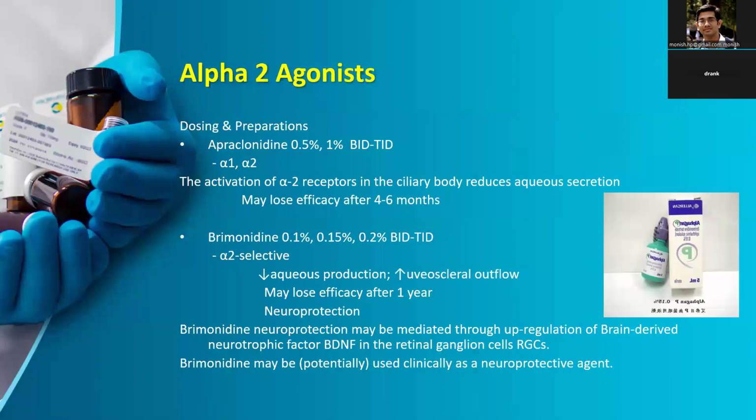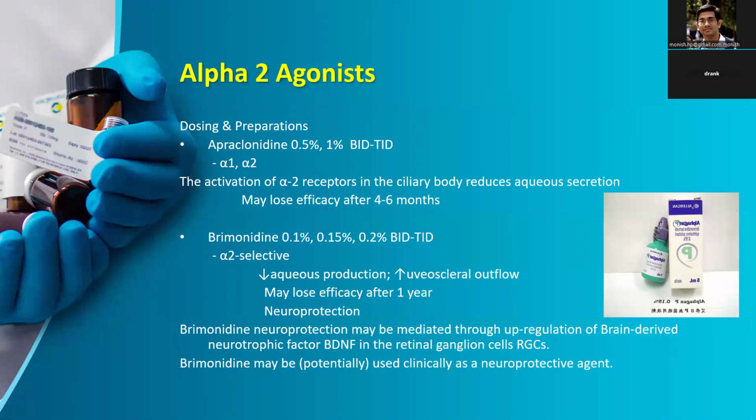Now coming to the alpha-2 agonists. About alpha-2 agonists, they are also non-selective and selective. The first one is apraclonidine, which is available in 0.5 and 1% formulations, and can be given as BID or TID dosing. It is non-selective, thus it acts on both alpha-1 as well as alpha-2 receptors.